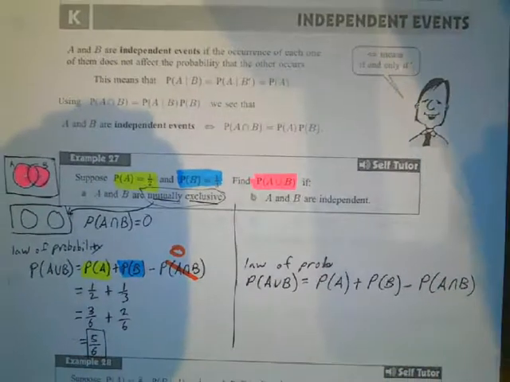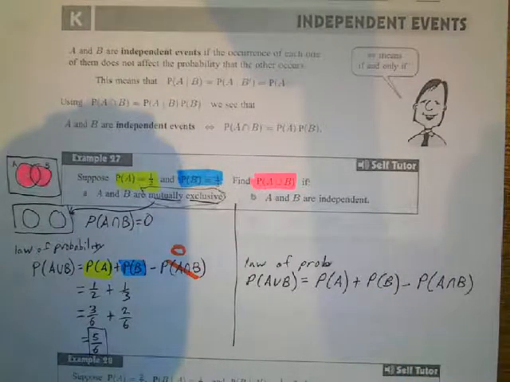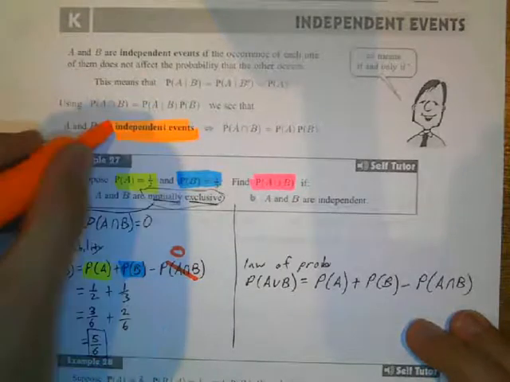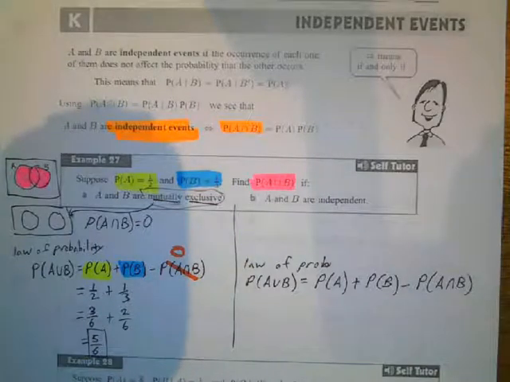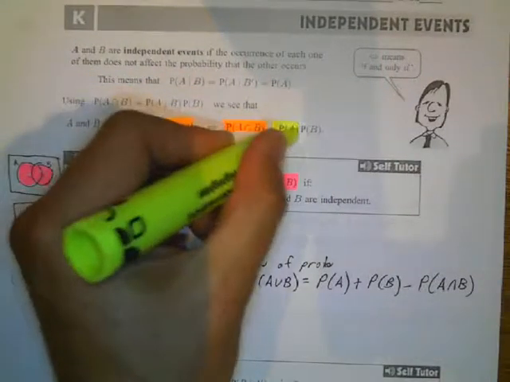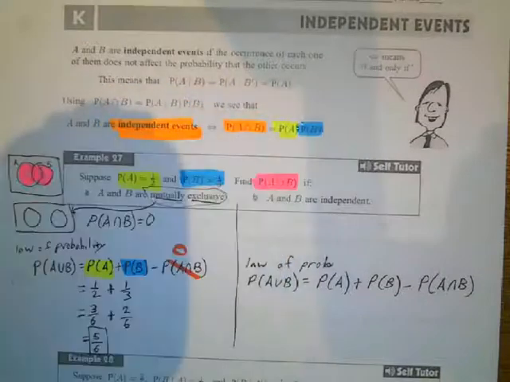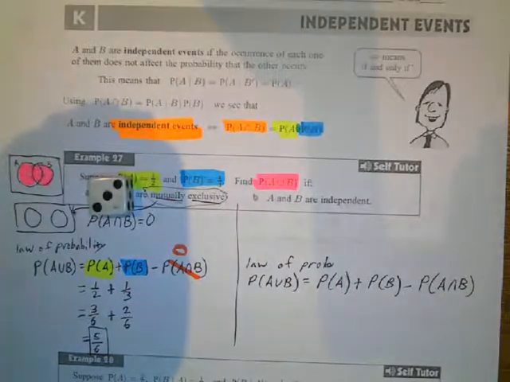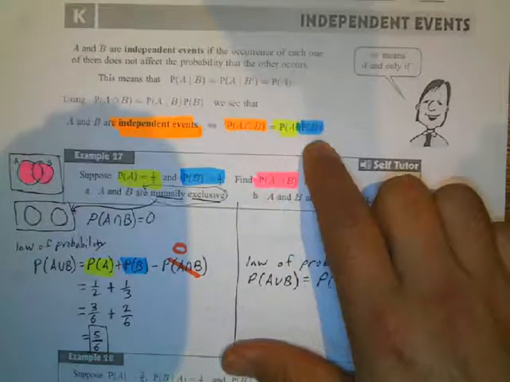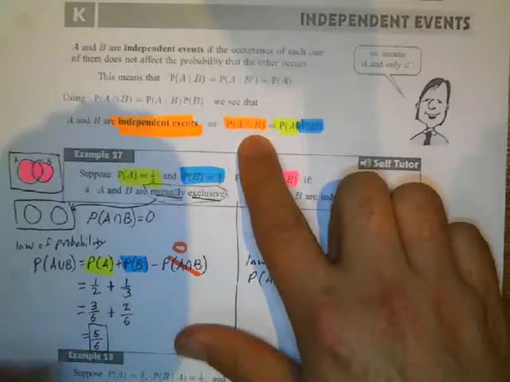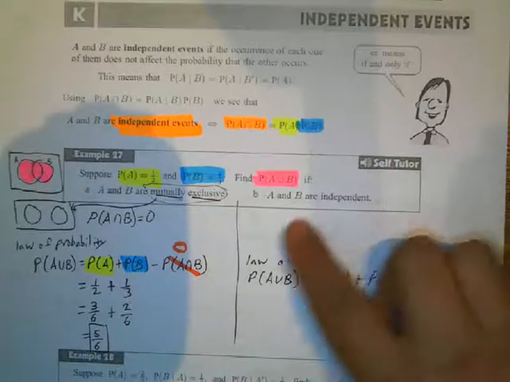Now from our formula here, we know when we have independent events that A intersection B is equal to the probability of A times the probability of B. Just like in our example, when we rolled the die and tossed the coin, we multiply the two together to figure out the intersection when they're independent events. So we're going to use this formula to figure out the intersection here.